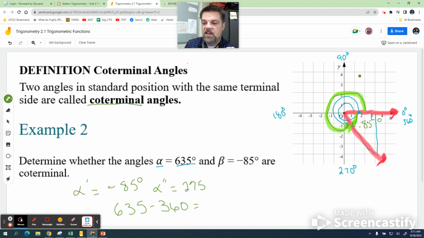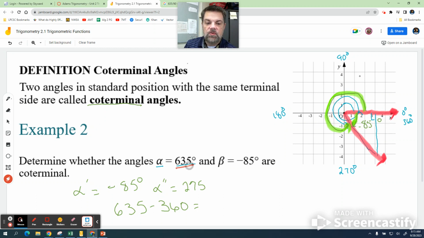That's where this line comes from. Okay? So watch what I do. We start here on the initial side. We rotate around 360 degrees.